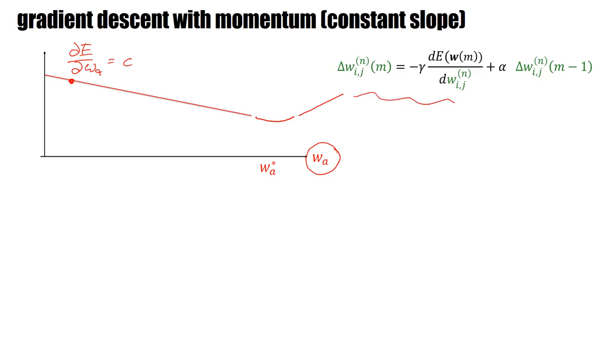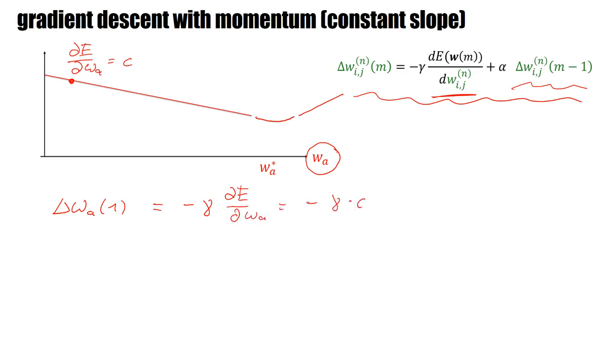Now let's evaluate these formulas. Let's look at the first time step, delta WA at time step 1. I don't have a previous time step yet, so this term doesn't contribute. So what I get is minus gamma times the gradient, but the gradient is a constant, so I get minus gamma dE dWA, which is minus gamma times C. That was the first time step. I'm now here. Now let's look at the second time step, and always just the component WA, only one of the many components.